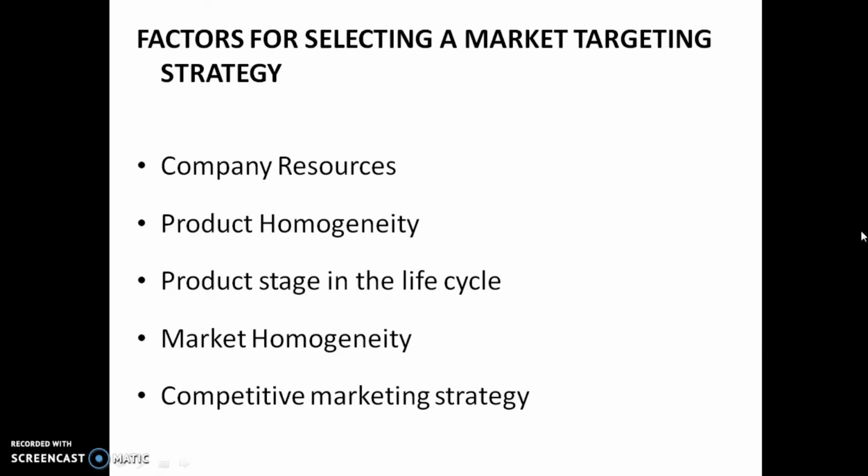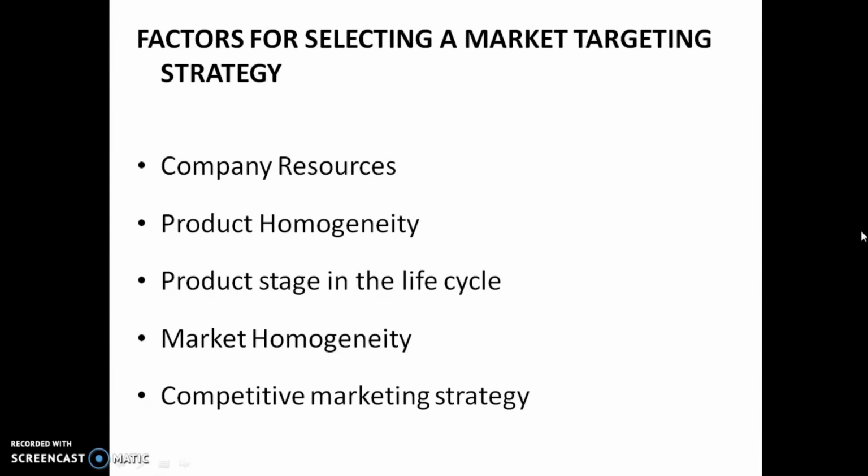Now the fourth factor is market homogeneity. We discussed product homogeneity, and in the same way, market homogeneity. The fifth factor is competitive marketing strategy. Competitive marketing strategy means the same type of products will be introduced by other competitors, so the firm has to maintain a strategy to stay in the market. So these are the five different factors taken as a strategy for market targeting.